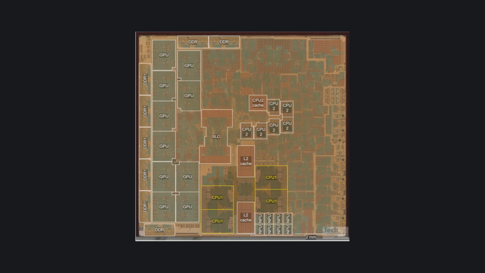This is the die shot of the Apple M4 chip. The 4 performance CPU cores are here in green. The L1 cache is so close, it's within the green blocks.